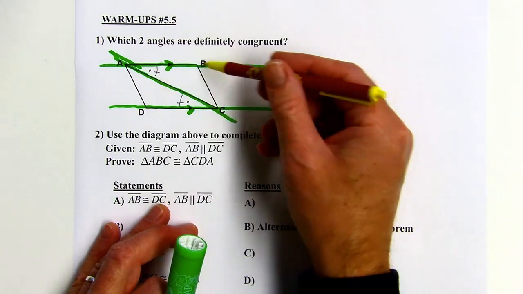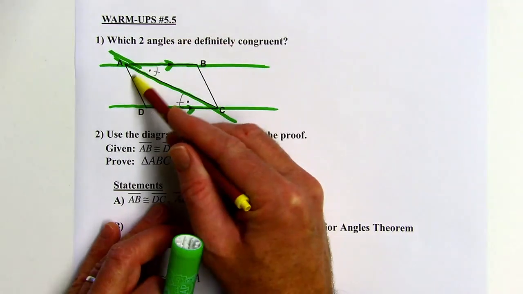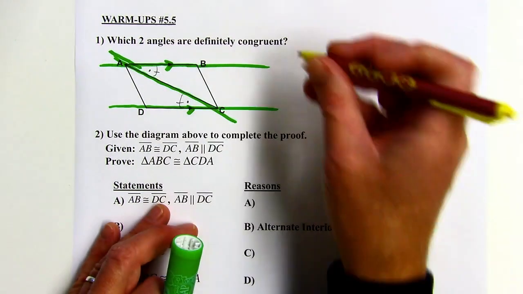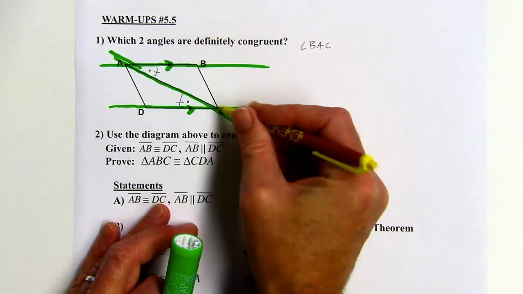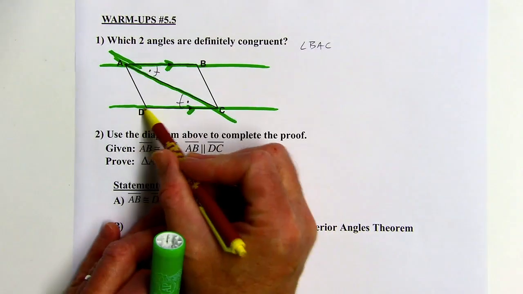So I'm going to call that angle BAC. I don't want to just call that angle A because there's a bunch of different angle A's in this diagram, but there's only one angle BAC. So BAC, that's that one at the top, and I'll call this one DCA.